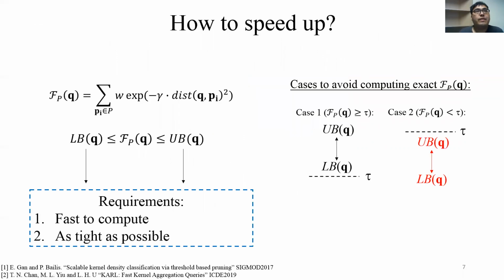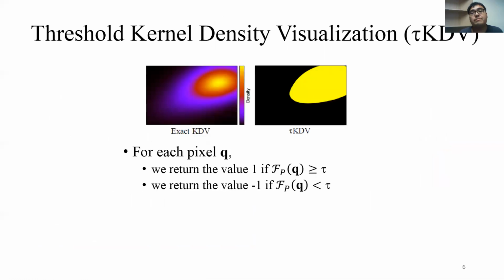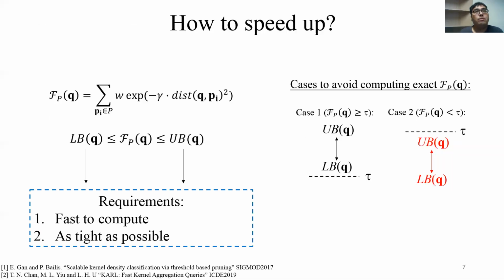Now, after we have these approximations, you may ask, how can we achieve this classification based on these approximations? Here we utilize the concept of bound functions to help us. There are two requirements for the bound functions. The first one is that they should be fast to compute, meaning these two bounds must be much faster compared with F_P(q). And the second one is that the bound functions should be as tight as possible.